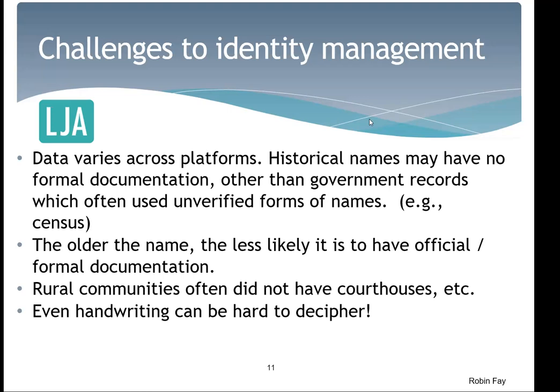So, it does make identity management, when we start looking at things like attributes of a particular person, really challenging in terms of how much information we may have access to. And of course, as I said here, even handwriting can be hard to decipher. If you've ever looked at any old ship manifest or any older documentation, you know that even the handwriting can make it hard to determine what a person's name is, and how they view themselves.